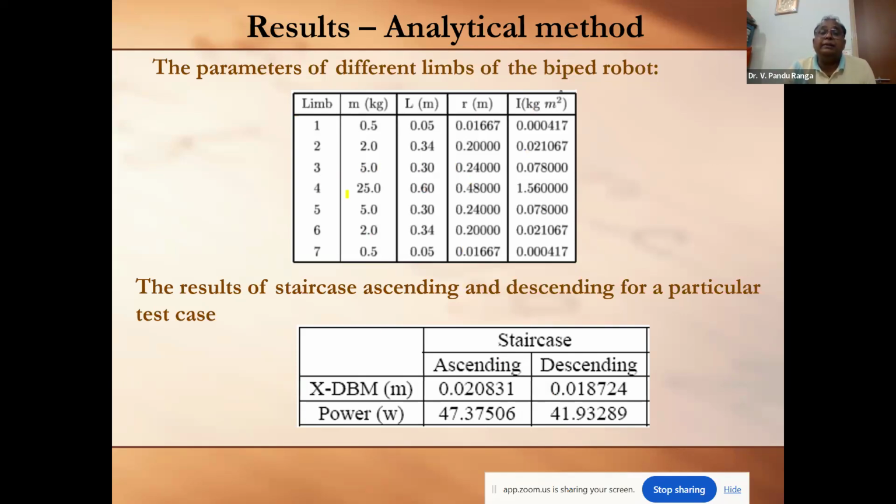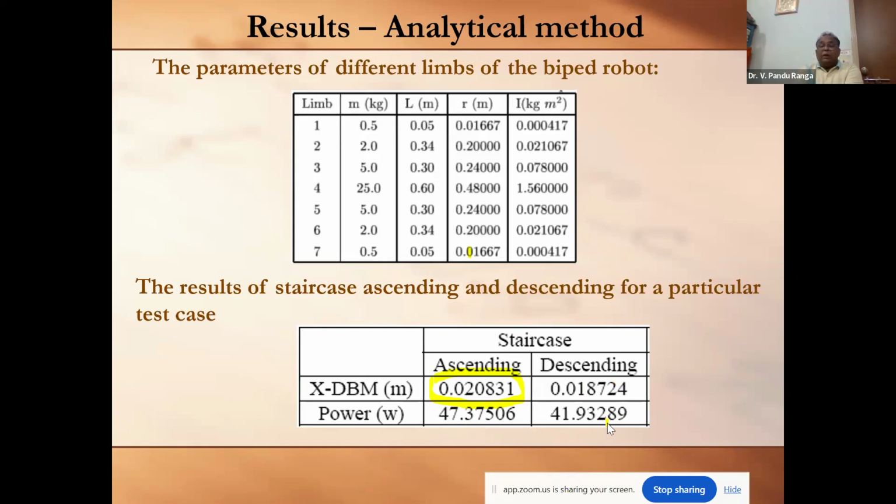As I said, there are seven links, and each link has its own mass, length, position of the mass, and the important parameter, the moment of inertia of each link. With that, if you run the program, we get the data as shown in the table here. The dynamic balance for ascending the gait is seen to be 0.020831 meters, and the power consumed is 47.37 watts. Similarly for descending, the dynamic balance and power.